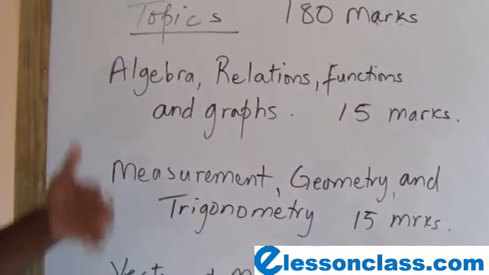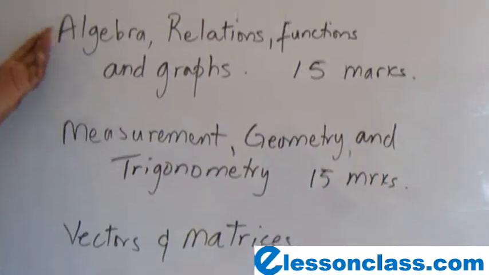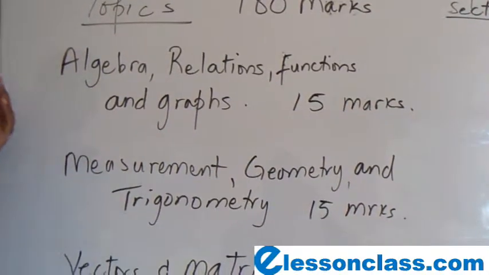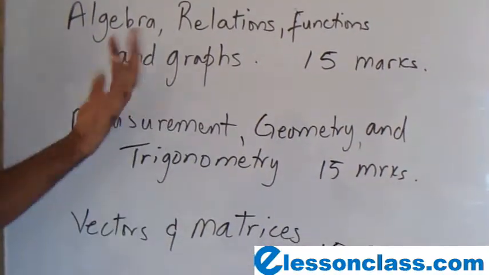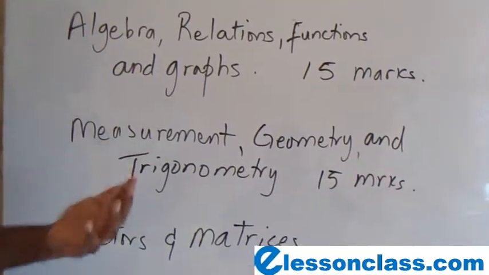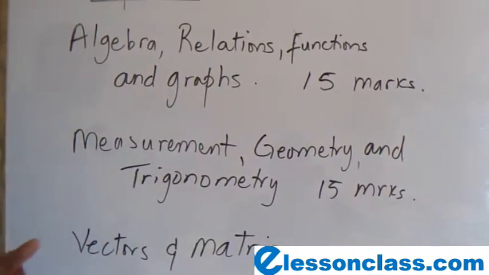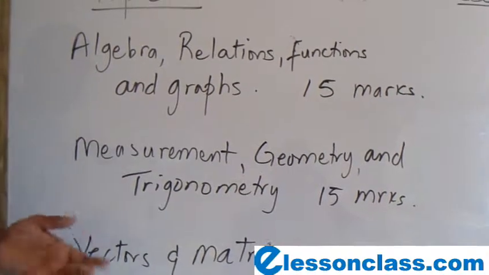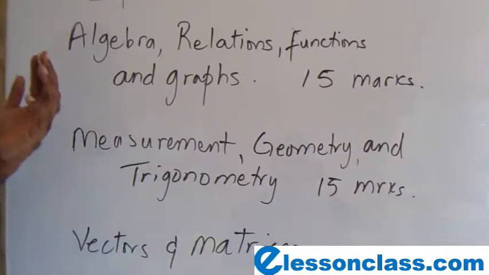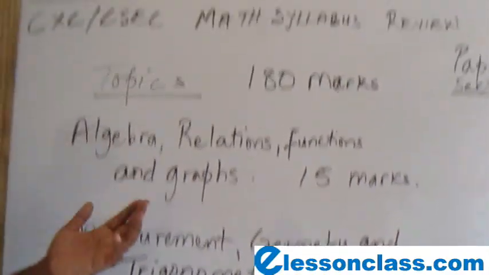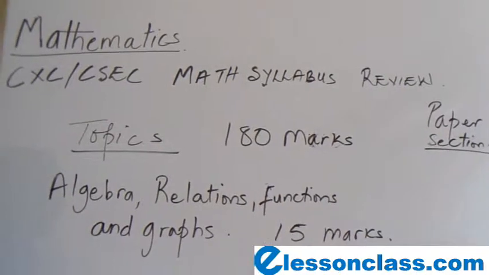You are supposed to do two optional questions, so you can choose algebra and measurement, or algebra, relations, functions and graphs, or vectors and matrices, whichever two topics that, when you go through them, you think you can maximize and get full marks or most of the marks. You are expected to choose those questions. And so that's 30 marks plus 150, which adds up back to the 180 marks.